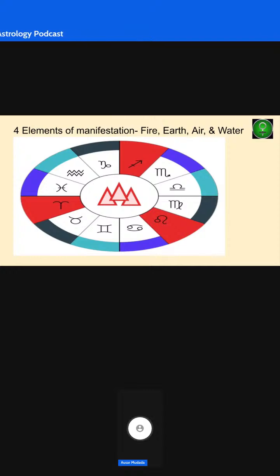Four elements of manifestation. They are fire, earth, air, and water. They help you in learning and understanding the aspects. Major aspects. Aspects represent or primarily means relationships or energy patterns. You can relate that to sacred geometry.